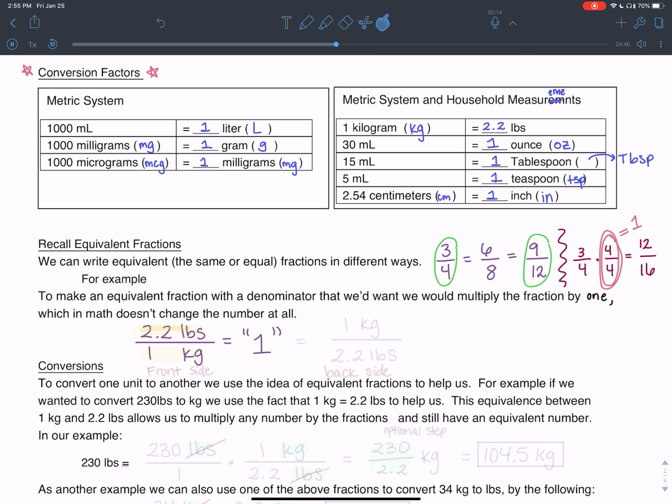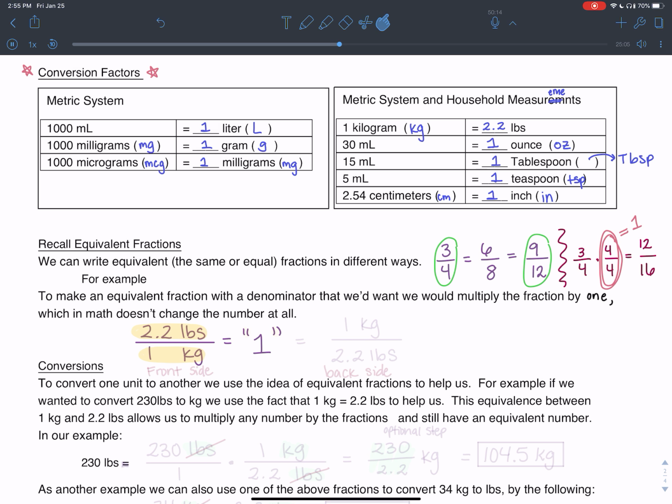2.2 pounds. My pen died on me. Oh, hold on. That's why. 2.2 pounds is the same as 1 kilogram. So 2.2 pounds is the same number as 1 kilogram.